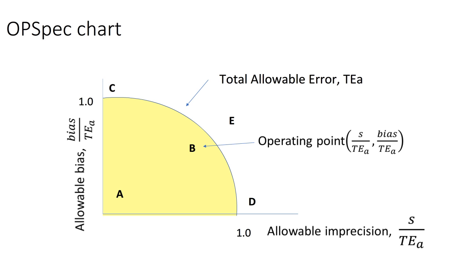Any operating point within the circle has an acceptable error because its combination of imprecision and bias is below the total allowable error. Operating point A is really good. It's well within the total allowable error. Operating point B is near the limit of the total allowable error, and points C, D, and E are operating beyond it. These processes are producing results that could harm patients. C has too much bias, D has too much imprecision, and E has too much of everything.